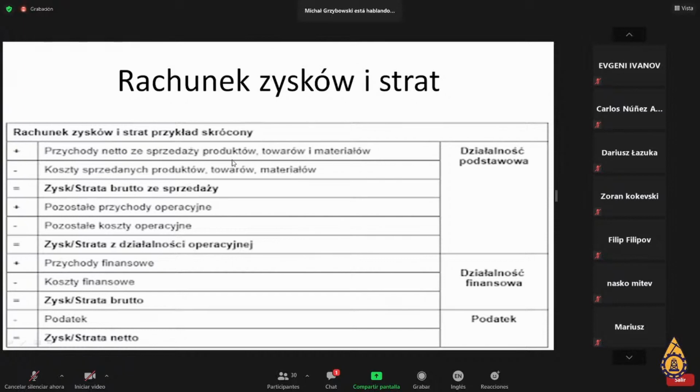But returning to our topic, I have prepared for you a sample income statement. So as you can see, it's a table. What do we have in here? So revenues, net revenues on the sales of goods, products and materials. So if it's a trade company, it trades something without producing it, it sells goods. If it produces something, it sells products.